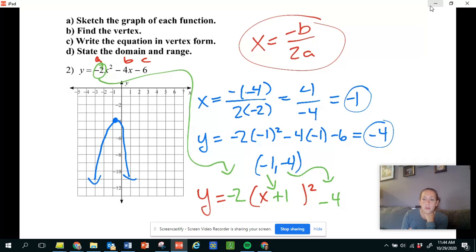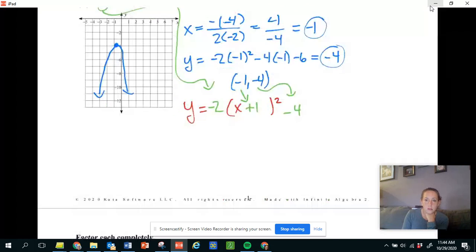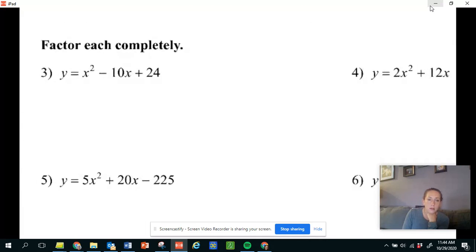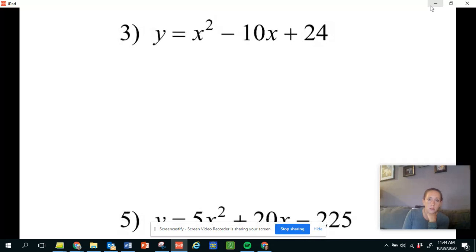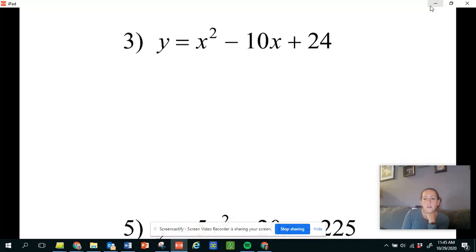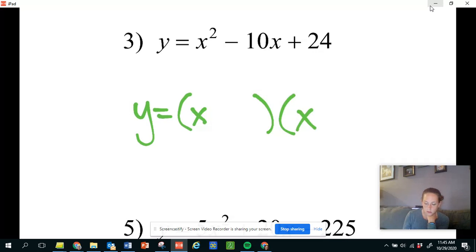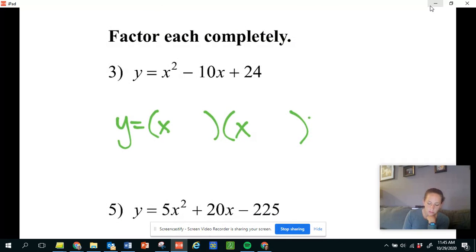Okay, so that moves us on to factoring. Factored form looks like this. Right, you're going to have two sets of parentheses with x's in there. And basically what you're doing is you're trying to find numbers that multiply to the third number and add to the middle. So the only way to get good at factoring is to practice it.